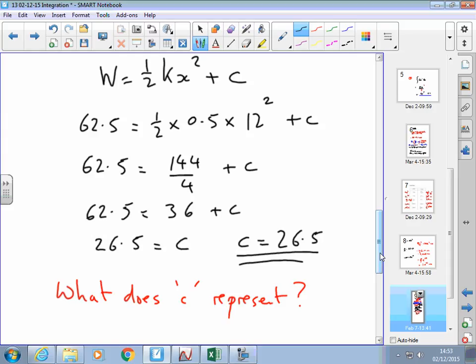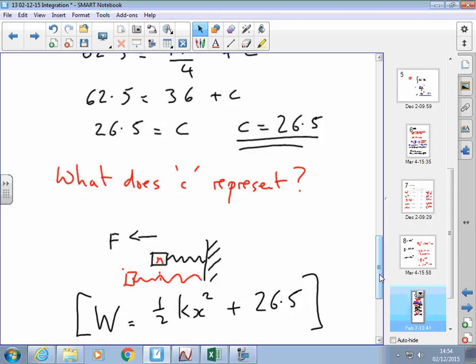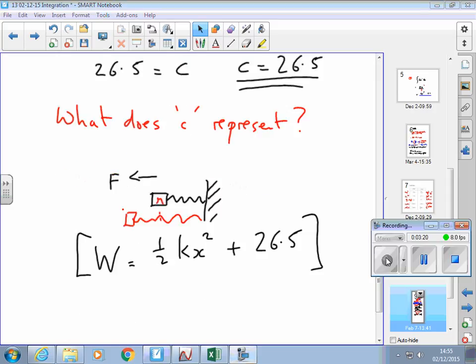So now I've got my formula for work. But what does C represent? So let's write down our formula for work now. Work equals a half K X squared plus 26.5. That's our formula for the work. So just to recap, we've put in some values and we ended up with this formula for work.